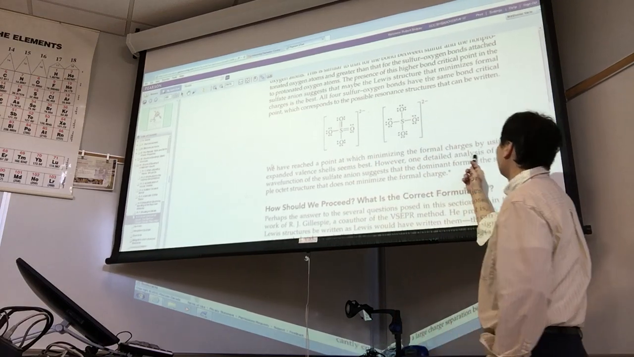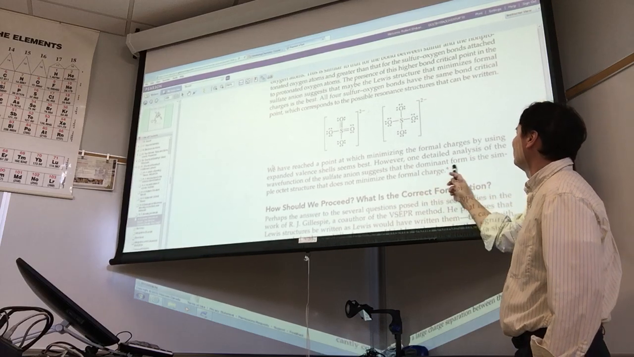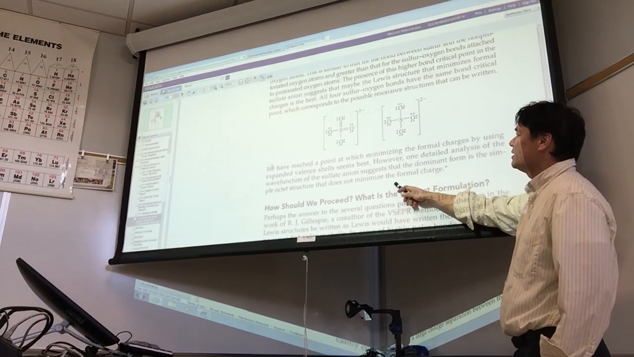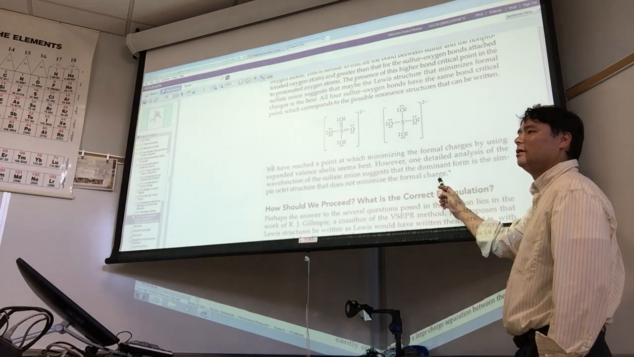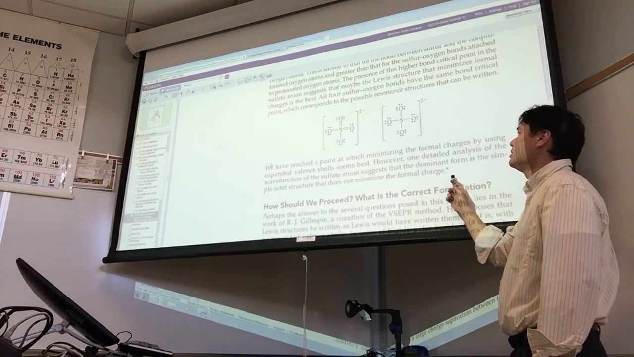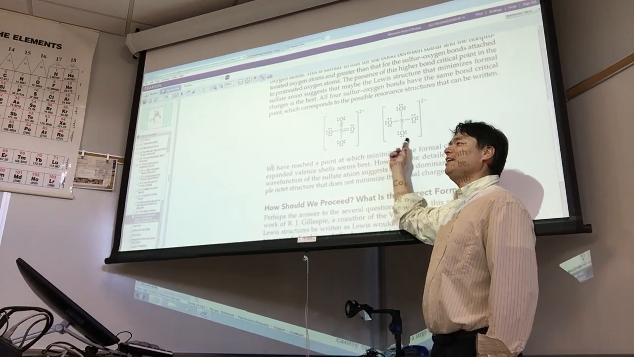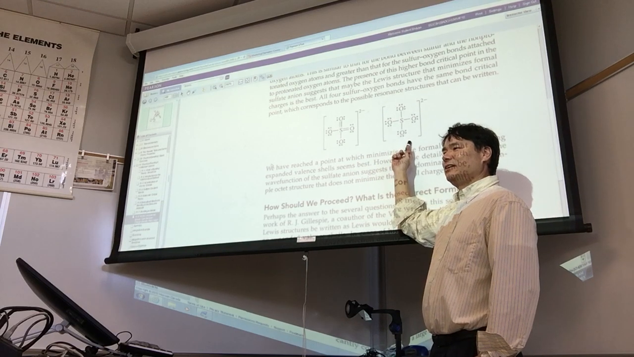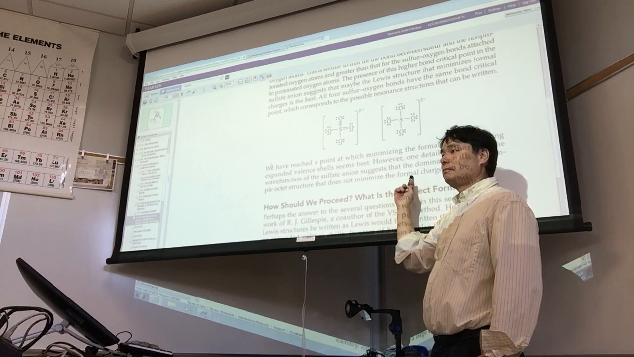However, one detailed analysis of the wave function of the sulfate anion suggests that the dominant form is the simple octet structure that does not minimize the formal charge. So you read this sentence and you go, what? So on the one hand, they're saying this is the best, and then in the same sentence, they're saying this is the correct structure based on this.